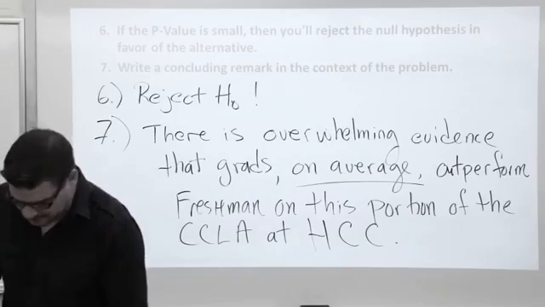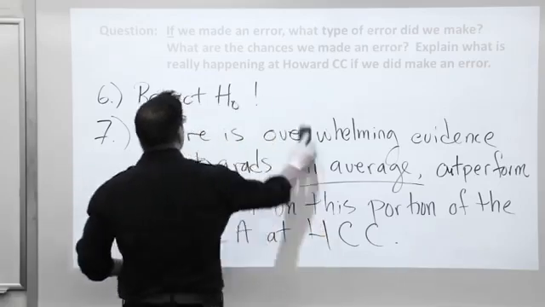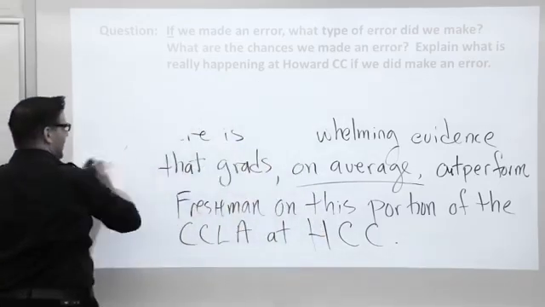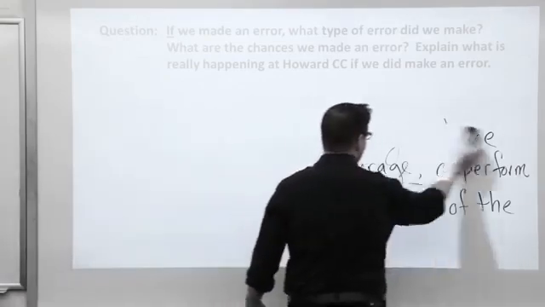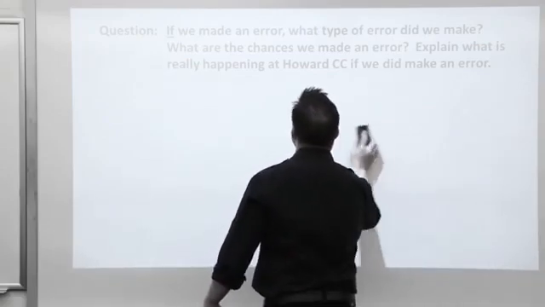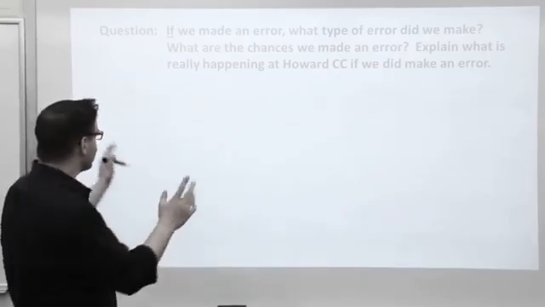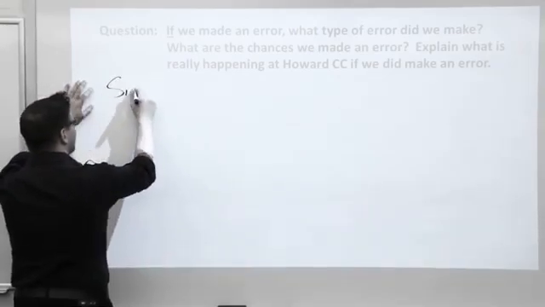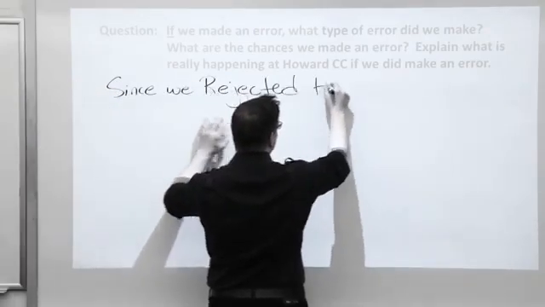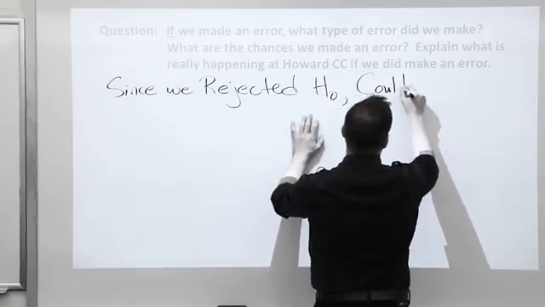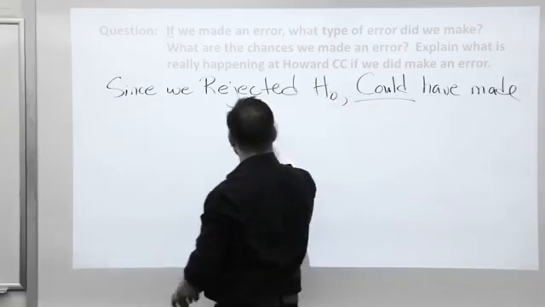Okay, there's one part at the bottom. Final question: if we made an error, what type of error did we make? What are the chances we made that error? And explain what this means in the context of the problem. Here's what you ask yourself. Self, did I reject or fail to reject? We rejected. Since we rejected H0, we could have made a type 1 error.